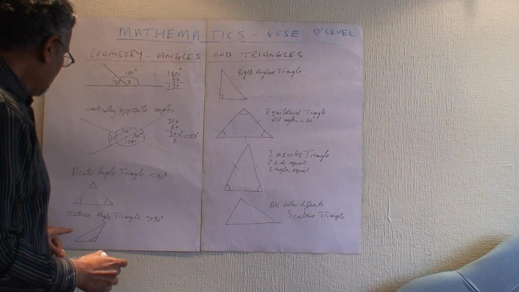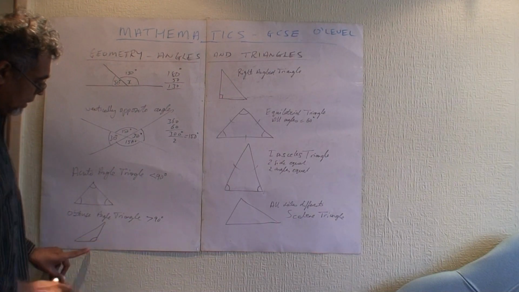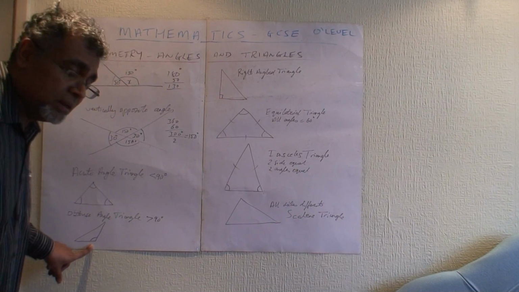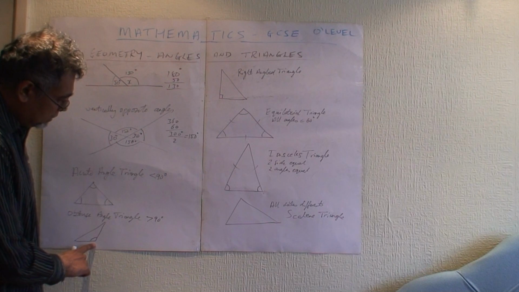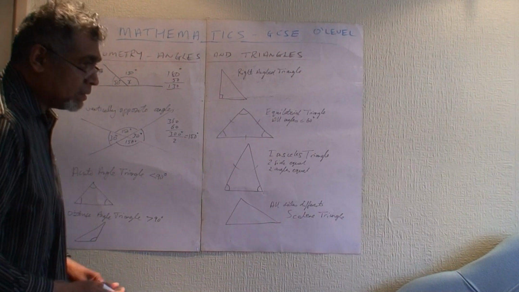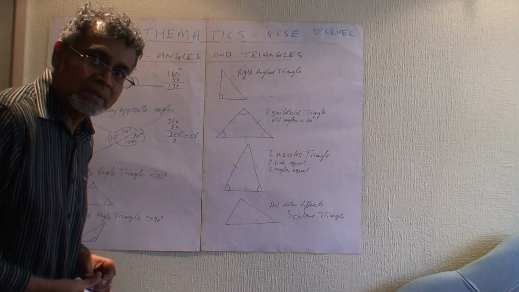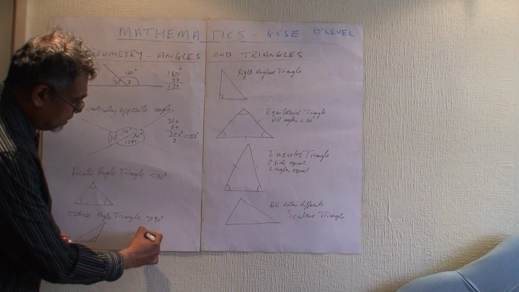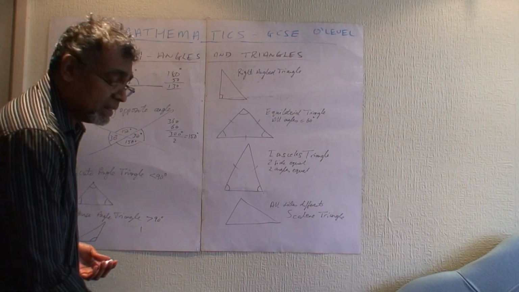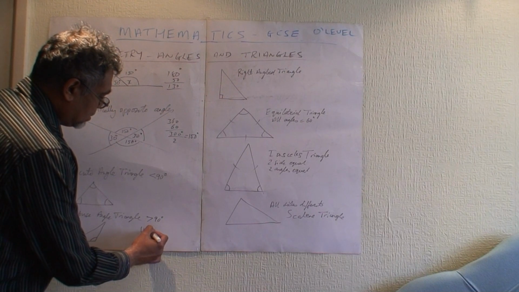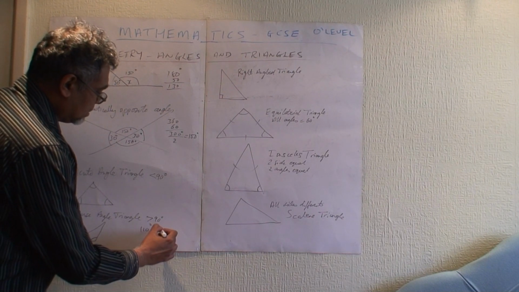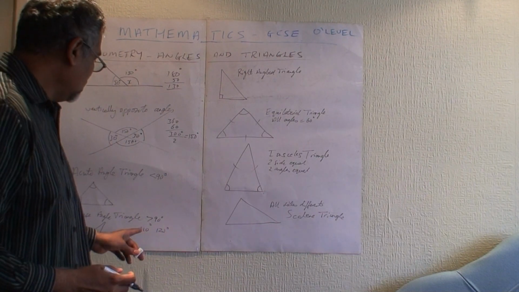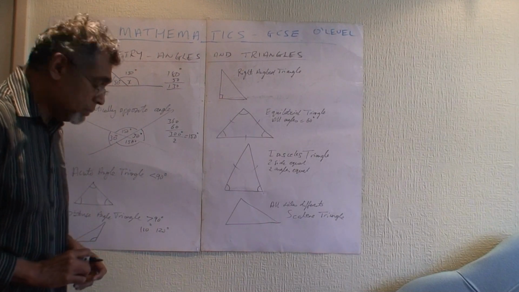Now, if we have another triangle that's shaped like this, this is called an obtuse angle triangle. Why? Because one of the angles is more than 90 degrees, this one here. So this angle could be anything. Could be any angle that's above 90. Could be 110 degrees. Could be 120 degrees. But the angle will always be more than 90 degrees for an obtuse angle triangle.